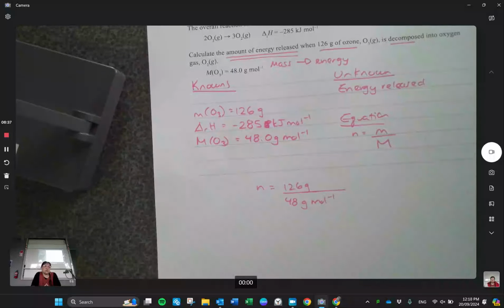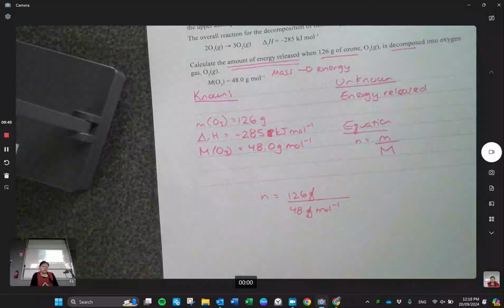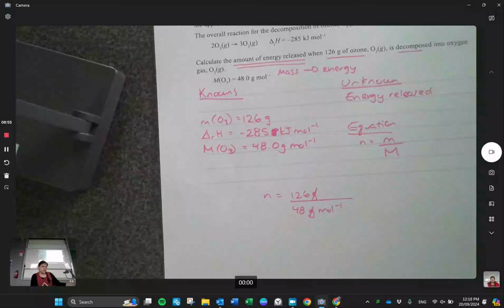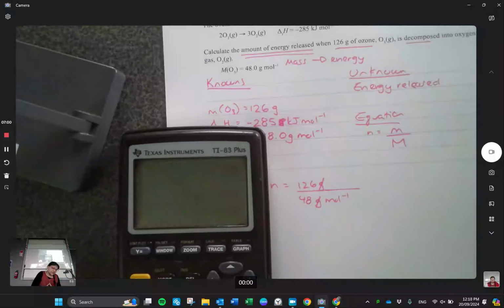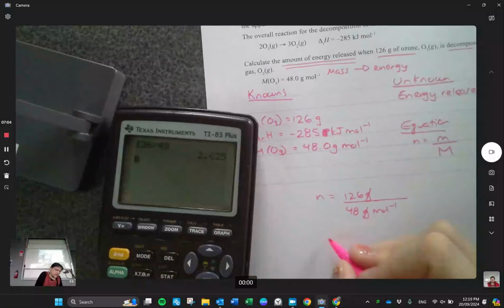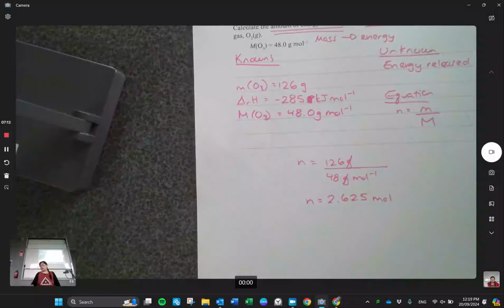And the way I knew how to do my math and how to manipulate my equations is I was looking at my units and seeing how they canceled out. So I see my grams and my grams cancel out, and I see I have per mole. So you see how you're underneath the division sign and you have mole to the -1. So if I have per mole, it goes to now moles. So I know I've set that up correctly. So we are doing 126, and we are dividing it by 48. And so my n value is equal to 2.625 moles for my ozone.